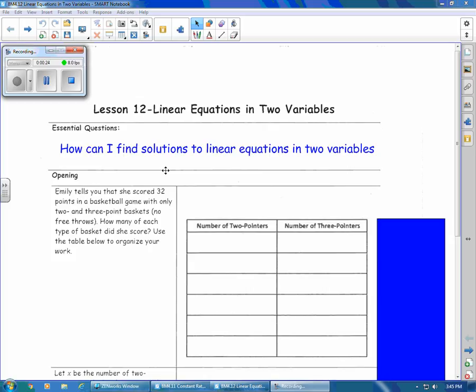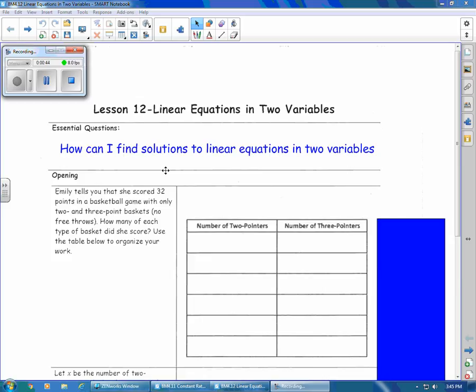So our opening is an activity that I'm going to ask you to do. Emily tells you that she scored 32 points in a basketball game with only 2-pointers and 3-point baskets. So there were no free throws. How many of each type of basket did she score? Use the table below to organize your work.